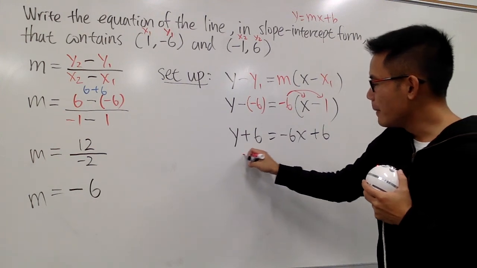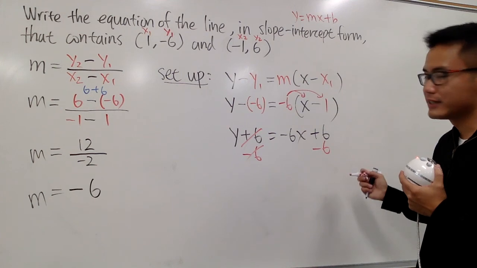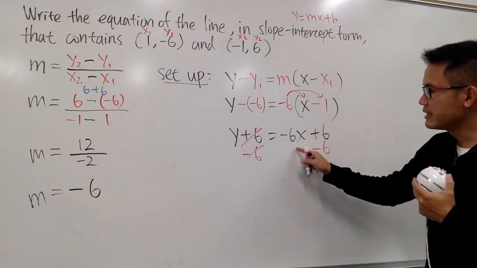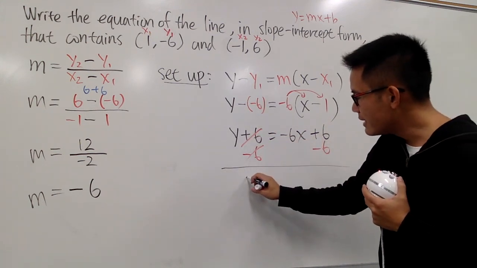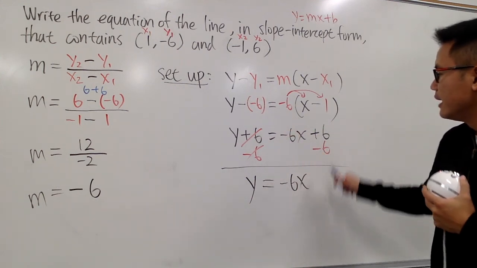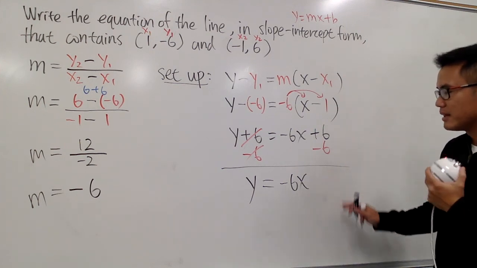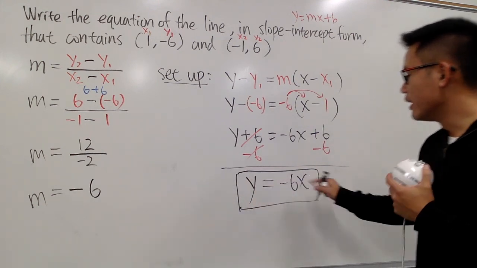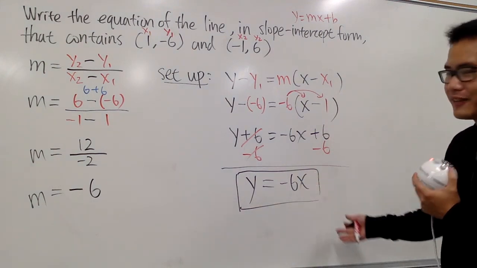So why don't we subtract 6 right here, so they'll cancel, and we'll do the same thing on the right-hand side. I line out the 6 because these are just the numbers. I didn't put down the negative 6 with the x term, okay? At the end, we have the y by itself, and this is equal to negative 6x, and 6 minus 6 is 0. You don't have to put down the plus 0. Doesn't matter. Answer: y is equal to negative 6x. All right? This is the slope-intercept form, and that's it.